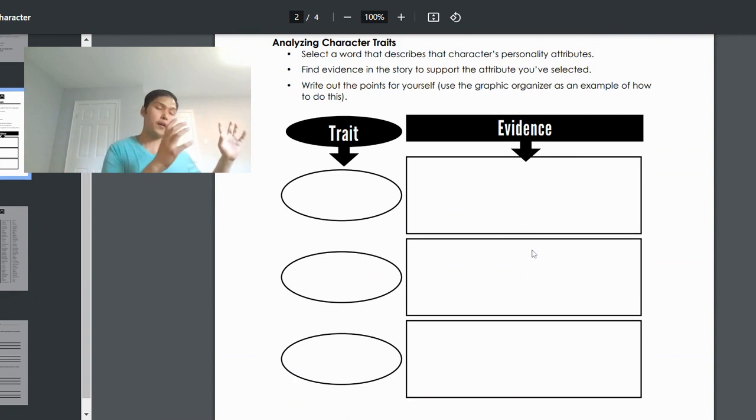Remember, we built up our knowledge on plot and setting. Now we're building on character. Later on, we'll be building on something else, conflict, and then we'll learn more and more, so we can have a common knowledge so we can analyze text together.